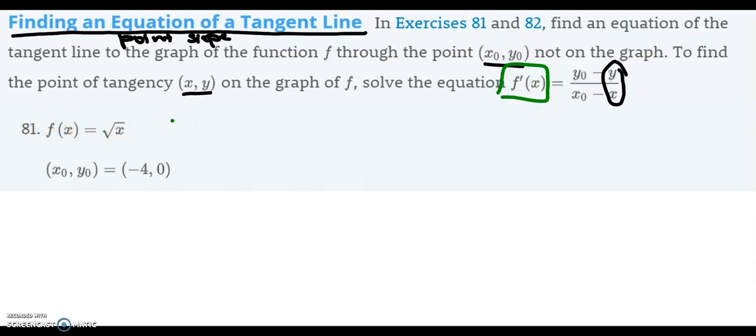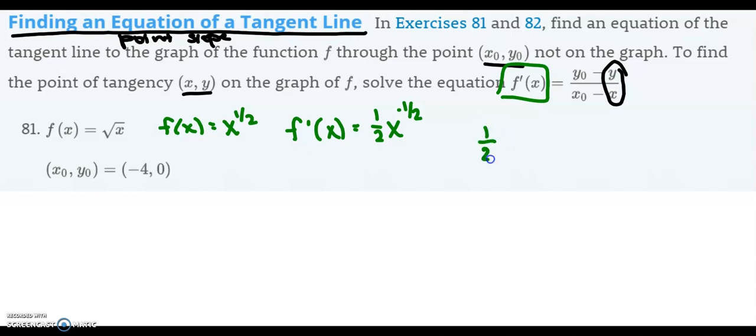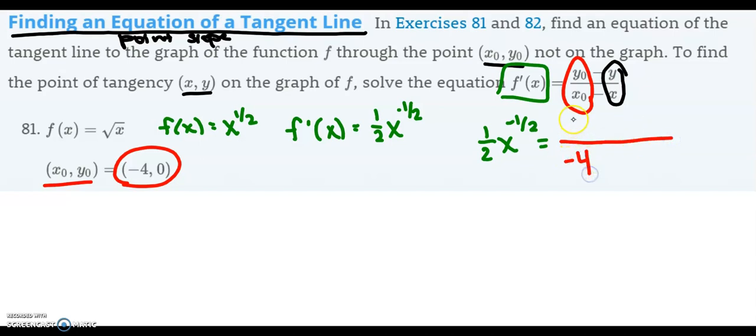Well, here's f of x. F of x then is the same thing as x to the 1/2. I'm ready for calculus now, so f prime of x equals 1/2 x to the -1/2. Okay, so left side of my equation is going to be 1/2 x to the -1/2 equals, this part is x naught, y naught, right there. So my x value is -4, my y value is 0. And then this last part says that it's supposed to be the point x, y. Well, in goes x, out comes y, the square root of x.